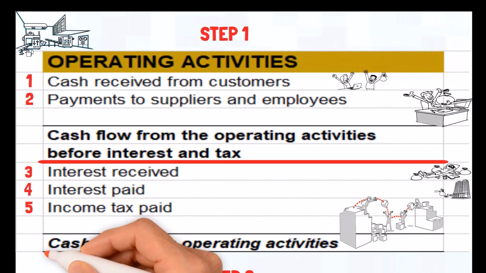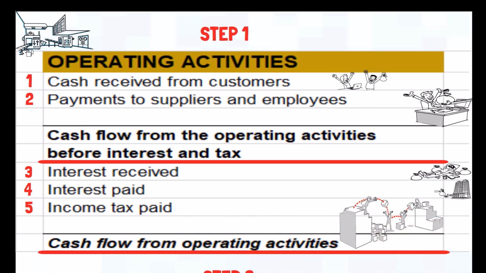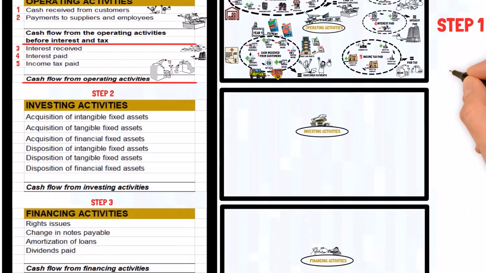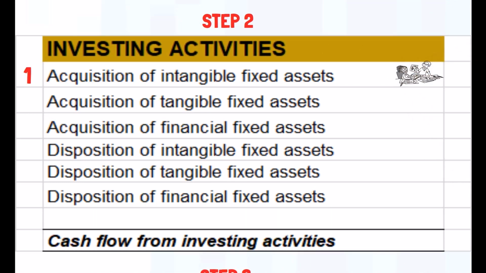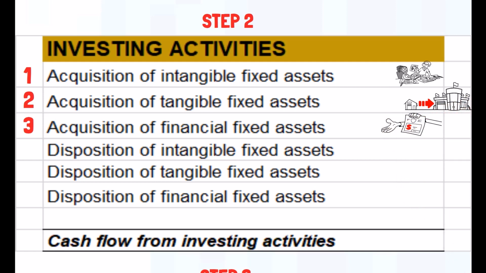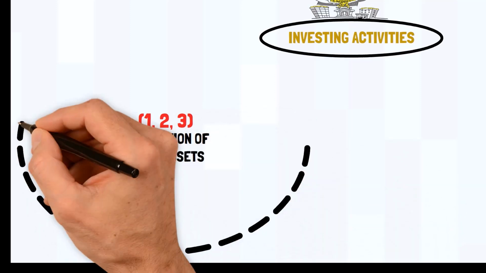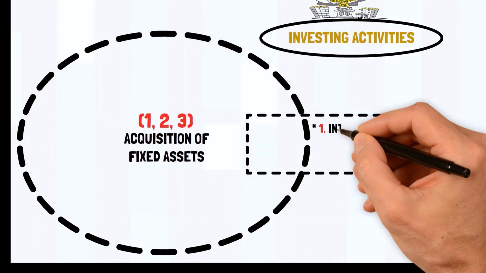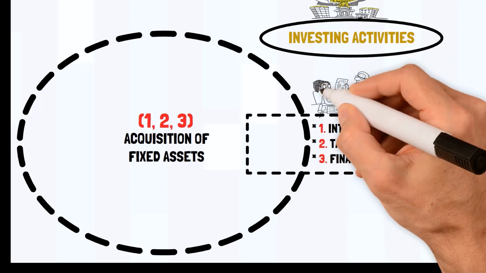With the last part completed, the cash flow from the operating activities can be summed up. Based on step 1, step 2 follows, which concerns the investment activities. All potential acquisitions and sales of fixed assets are examined here. The process for calculating and checking whether the business has acquired any fixed assets is the same for all 3 items: acquisition of intangible, tangible, and financial fixed assets.